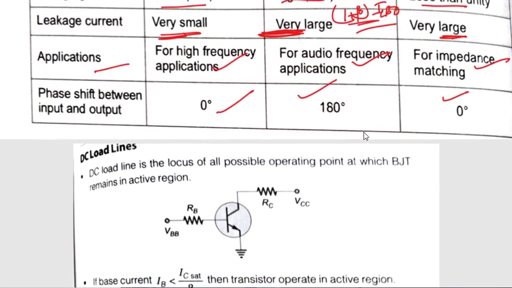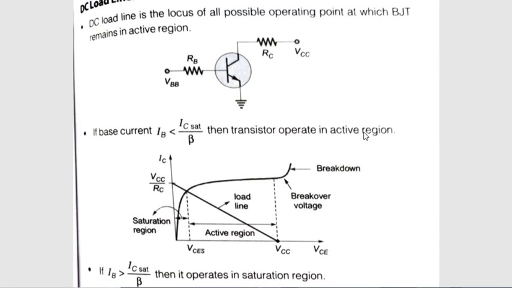Okay. Now DC load line. What is DC load line? Many students have purchased the course related to ISRO technical assistant. In that I have taken a separate lecture related to DC load line, because this is a very important lecture. So let's see. DC load line is the locus of all possible operating points at which the BJT remains in active region.